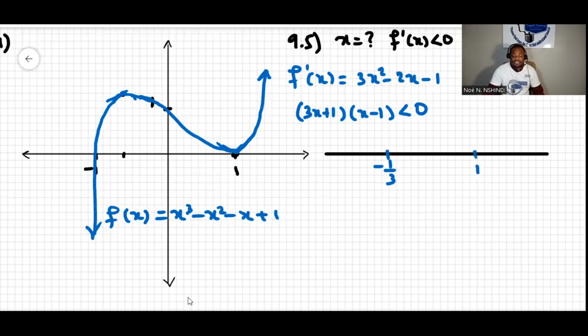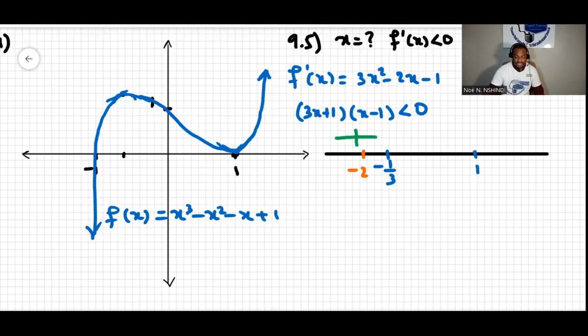We split our number line into 3 intervals: from negative infinity to negative 1/3, from negative 1/3 to 1, and from 1 to positive infinity. Now I'm going to select any number. Let's take -2, for instance, because it is in this interval. If we sub -2 for x here, this will be negative, and if I sub -2 there also, this will also be negative. Negative times negative makes positive. So this side is going to be positive.